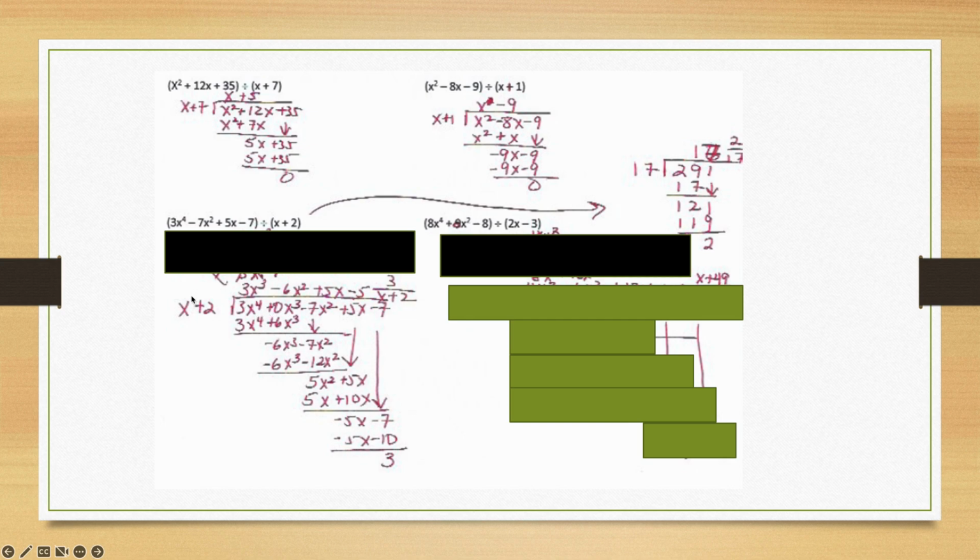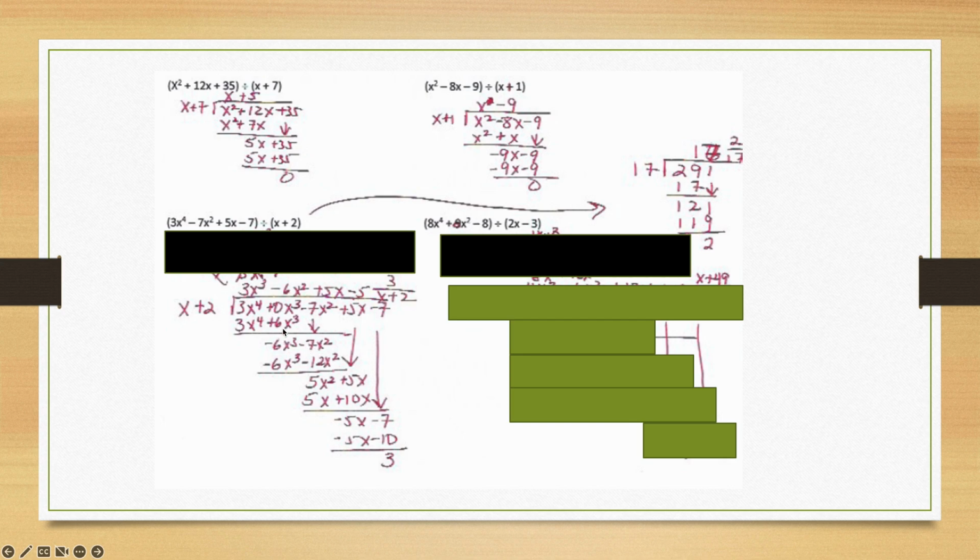Because there's really a little 1 on the x here. And then 3x cubed times 2 is 6x cubed. And then I subtract. So 3x to the fourth minus 3x to the fourth is nothing. 0x cubed minus 6x cubed is negative 6x cubed. Bring down the negative 7x squared.